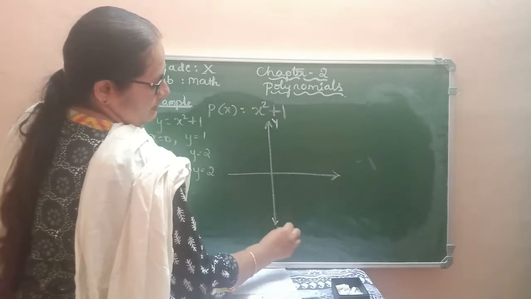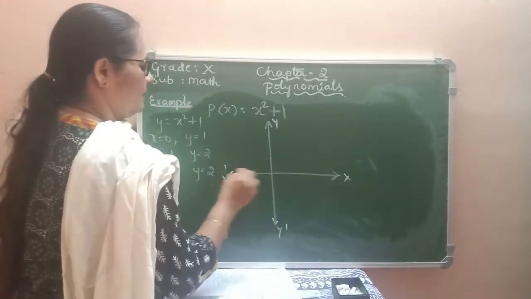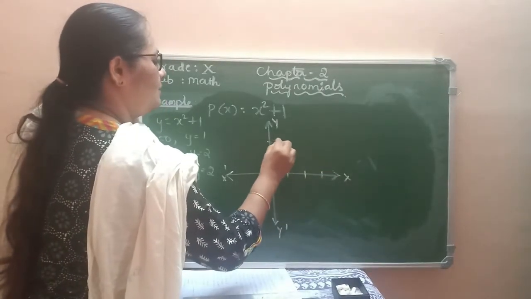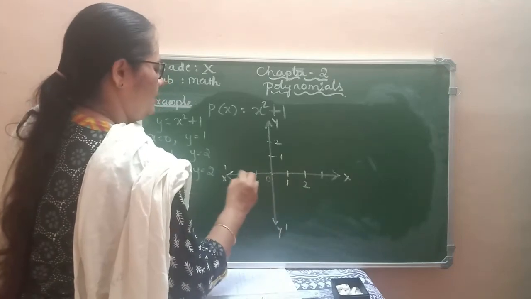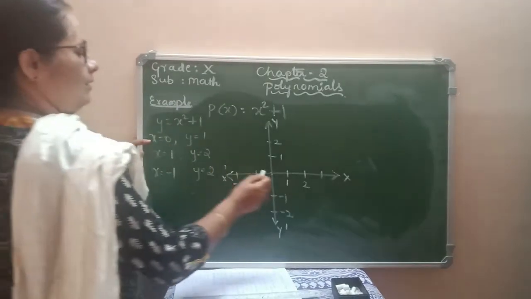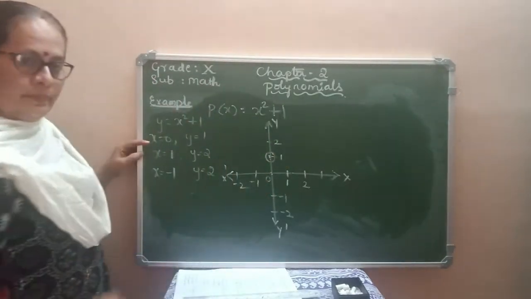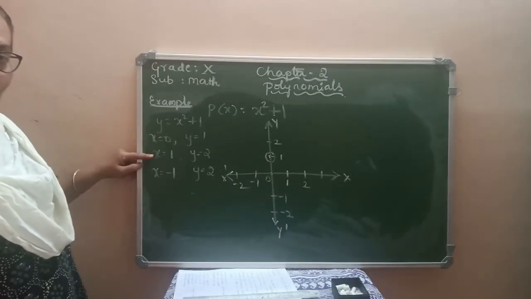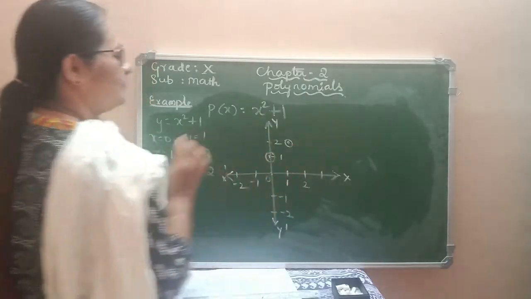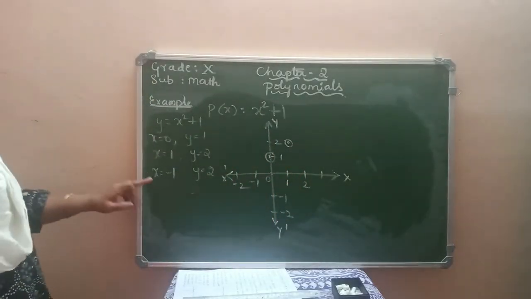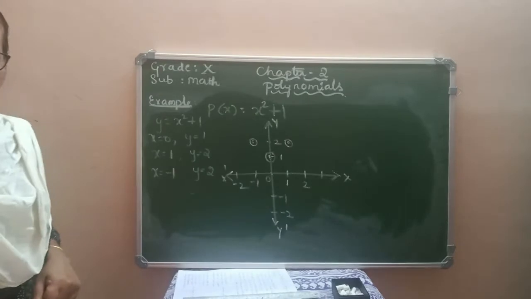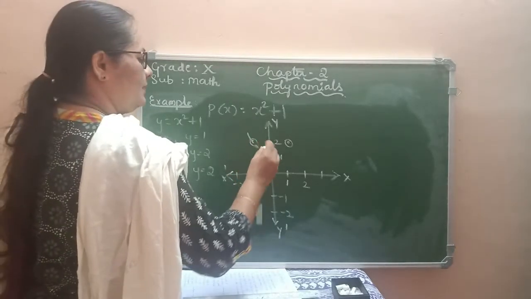This is the y-axis and this is the x-axis. 0, 1, 2, 3. Then 1, 2. So minus 1, minus 2. Okay. Now, when x is 0, y is 1. When x is 1, then y is 2. Then, when x is minus 1, then y is also 2. See here. Now, join these points.